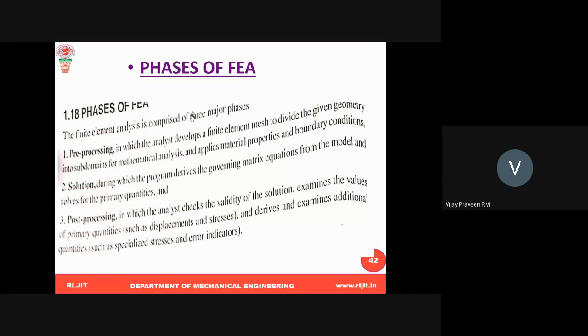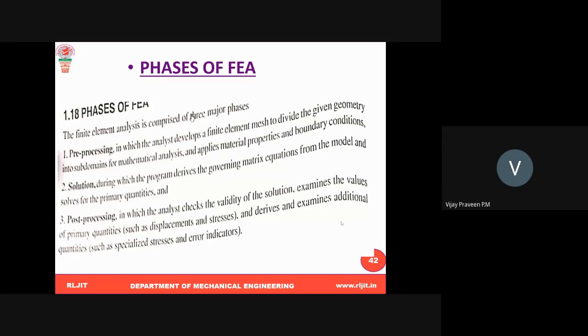Usually this terminology, phases of FEA, we are going to use especially when you deal with FEM software. In that there are three phases. What are the three phases? Very important: pre-processing, solution, or what is called processing, and finally post-processing.